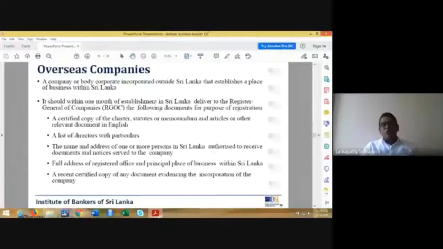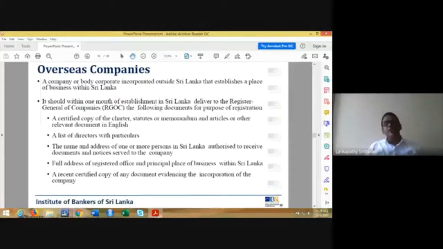The definition of an overseas company is a company or body corporate incorporated outside Sri Lanka that establishes a place of business within Sri Lanka. Understand? So these companies are incorporated outside Sri Lanka, but they have established a place of business within Sri Lanka. They can do business in Sri Lanka. Within one month of establishment in Sri Lanka, they must deliver the following documents to the Registrar of Companies for the purpose of registration: a certified copy of the charter, statute or memorandum of articles or any other relevant document in English, and a list of directors with particulars and other details.